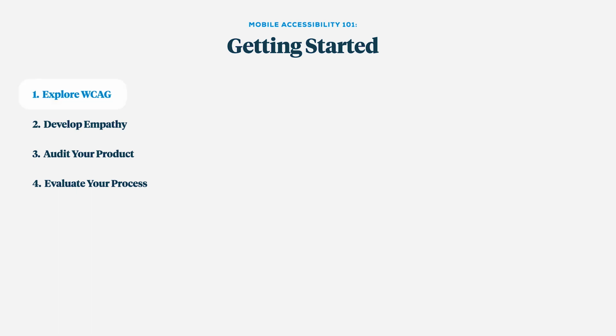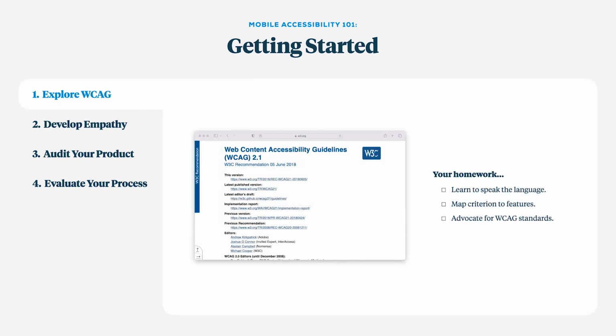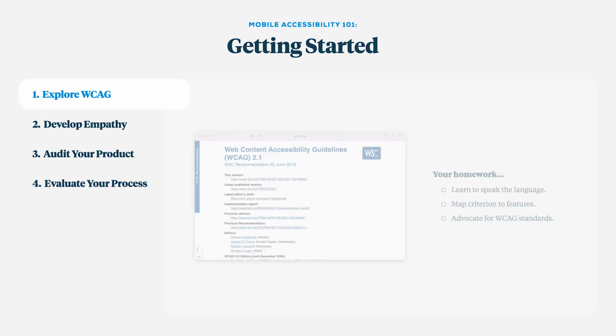First up is exploring WCAG. It may be obvious, but jump onto w3.org and get familiar with the web guidelines. Learn to speak the language and learn the unique terminology. Map the WCAG criteria to your specific mobile accessibility features. And don't forget to advocate for these standards and address accessibility topics and questions as they come up so that it becomes commonplace in as many meetings as possible.